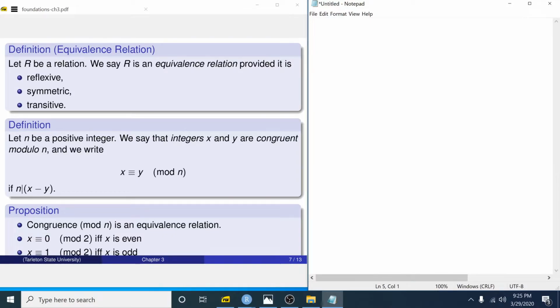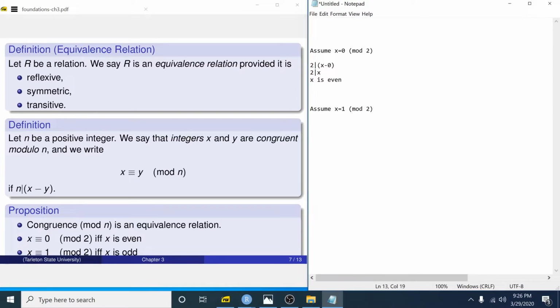So let's assume x is congruent to 0 mod 2. Well, that means that 2 divides x minus 0. But x minus 0 is x, so that tells you 2 divides x, and that tells you that x is even. Okay, so if x is congruent to 0 mod 2, then x has to be even, and it's pretty easy to check. You just go the other direction as well, and it'll be very easy to check that that also works. Let's assume that x is congruent to 1 mod 2.